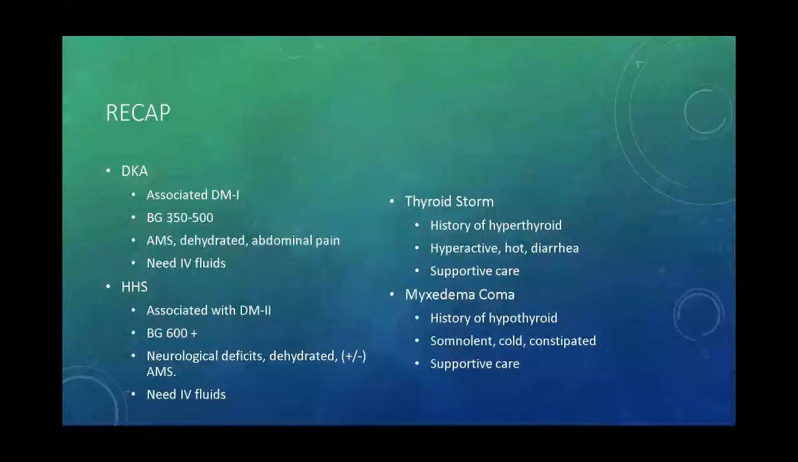And then myxedema coma is on the other end of that spectrum, where they're going to have a history of hypothyroidism. They're going to be acting somnolent or lethargic. They're going to be feeling cold compared to everyone else. And it's not uncommon for them to have some history of constipation. The best thing is just provide some supportive care for them as well. So that's kind of my recap, high hit points. So, any questions?